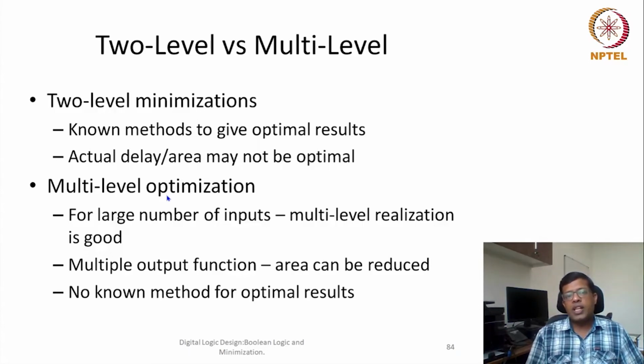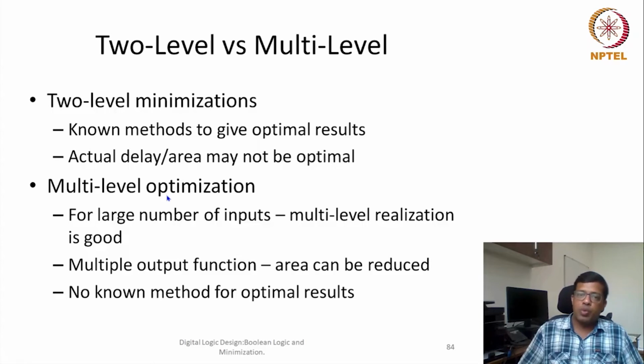The reason is that we don't go for multiple level optimization because even the 2-level optimization problem is computationally hard. It is non-polynomial in nature, although known methods exist for optimal results. In multiple level optimization there is no known method even for giving optimal results. So keeping multiple level optimization as a goal is not usually done. Multiple level optimization is done as a side effect.